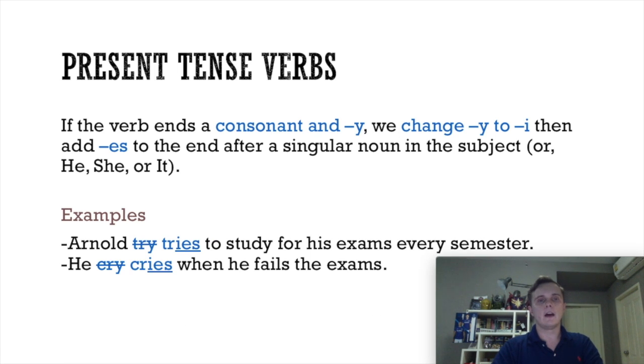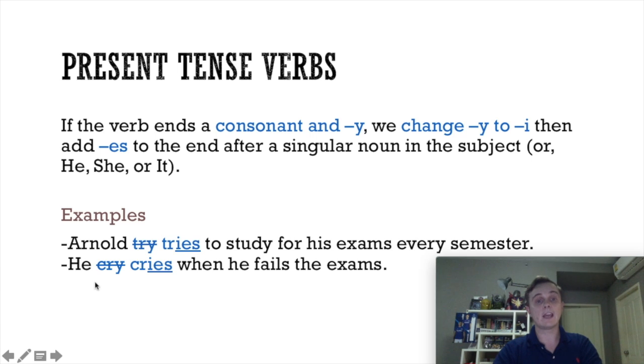Again, if a verb ends with a consonant, so not a vowel, a consonant and y, you change y to i and then add es to the verb after a singular noun in the subject, or he, she, or it. So, Arnold tries to study for his exams every semester. The verb try ends with the consonant r and then the letter y. So because it ends with the consonant r and the letter y, we change y to i before we add es. So Arnold tries to study for his exams every semester.